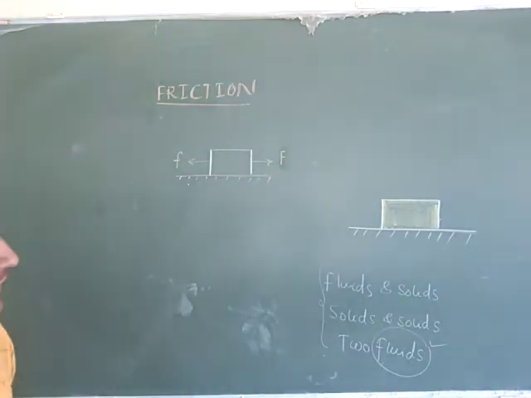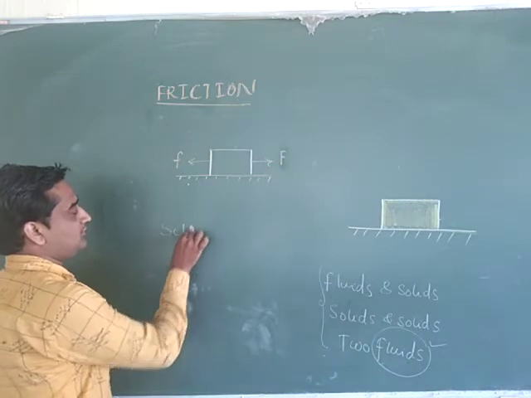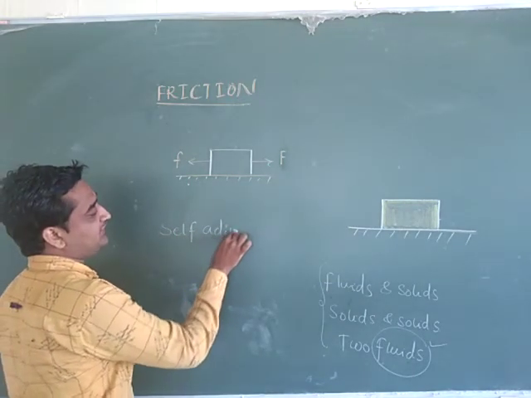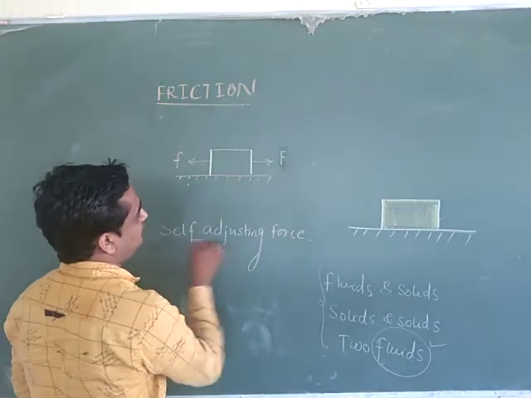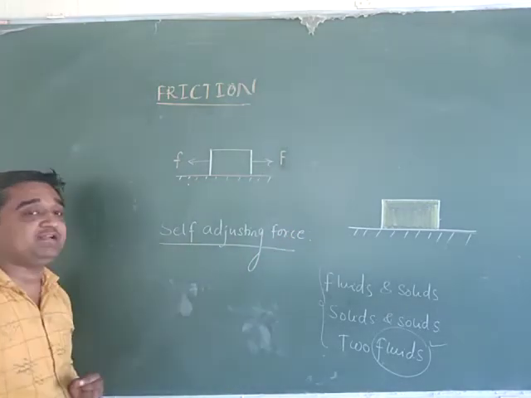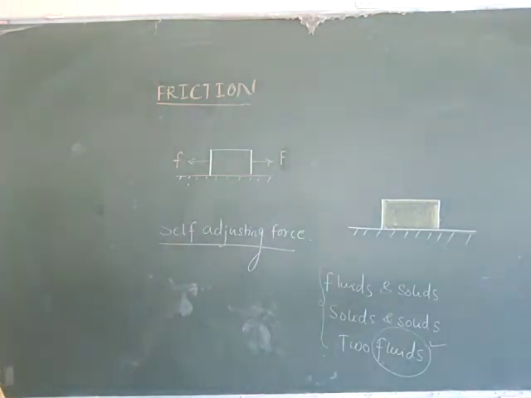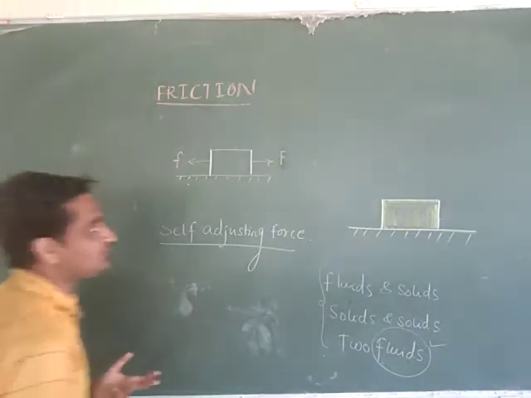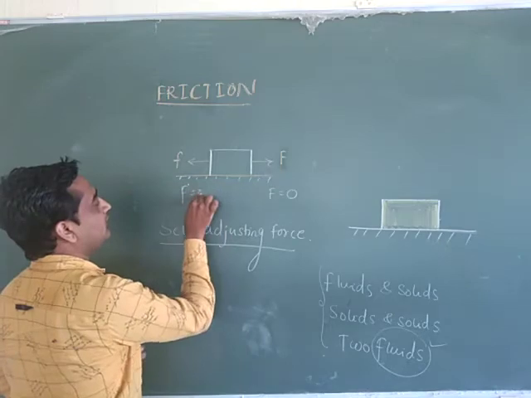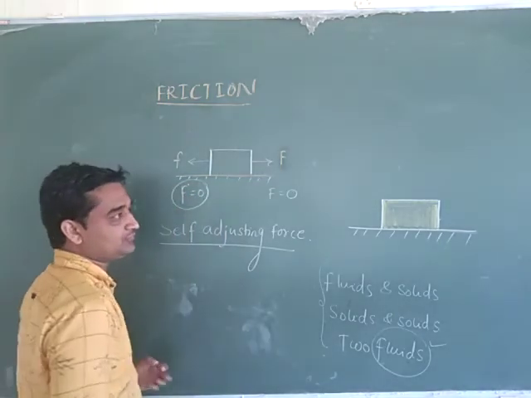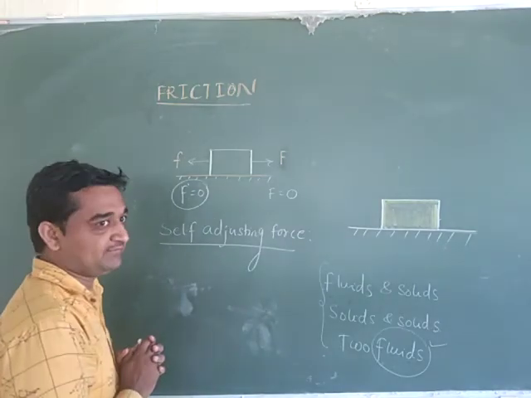And one more point is what? Friction is a self-adjusting force. What is meant by self-adjusting force? That means when the applied force is equal to 0, the frictional force is also equal to 0. So this is the applied force, F is equal to 0. That is small f, this is the frictional force. So the frictional force acts opposite to the direction of the applied force, right?